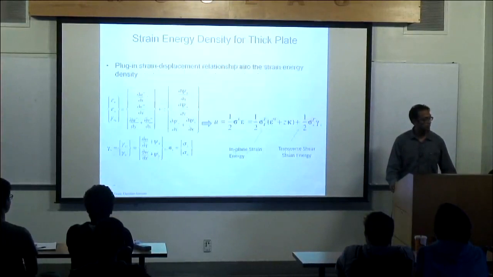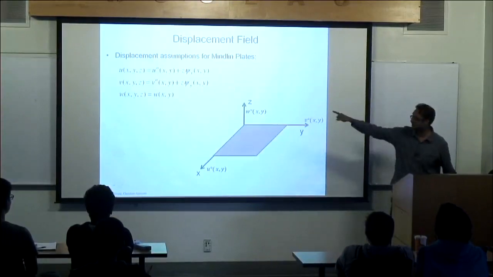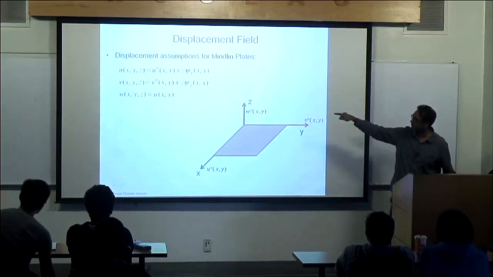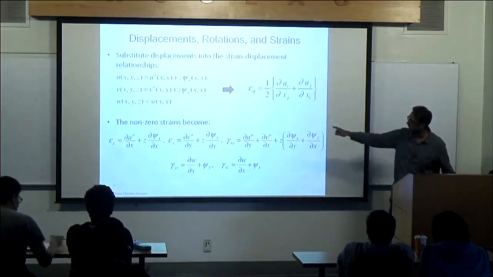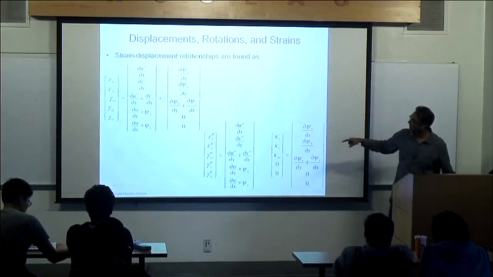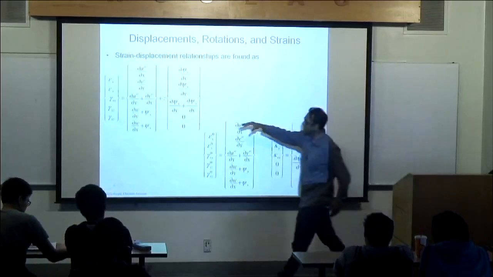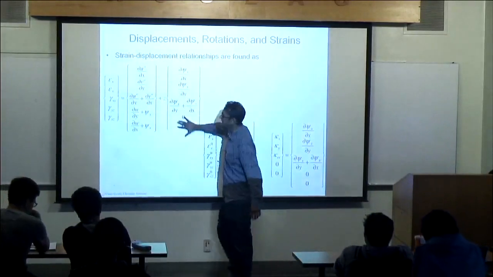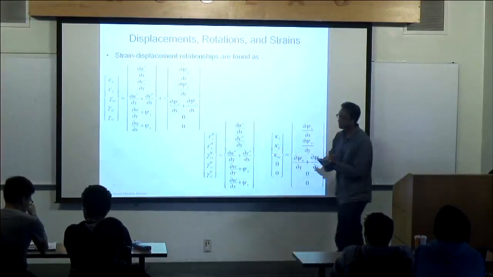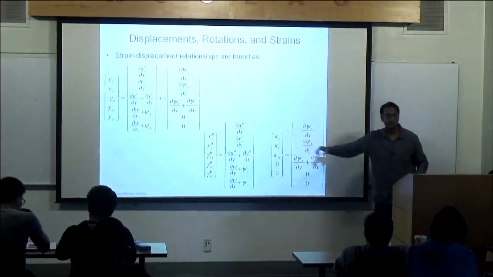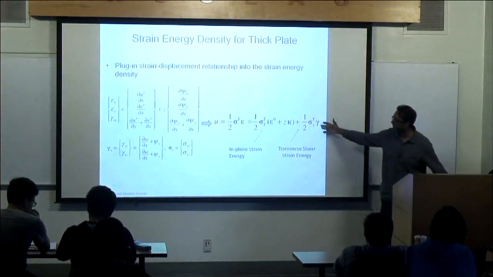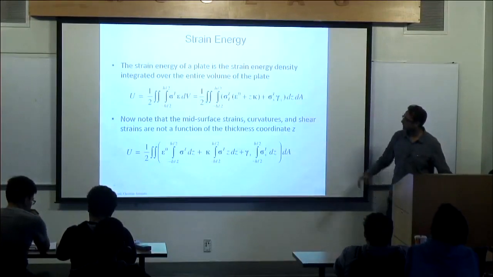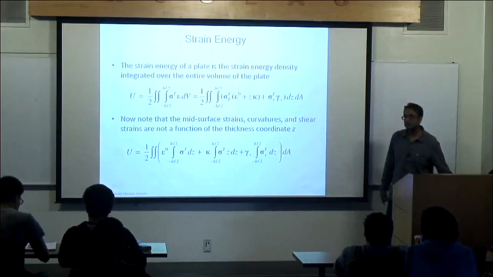Let's do it really quick. We came up with these displacement assumptions, 5 unknowns. We have mid-surface displacements, and we have rotations Cx and Cy. I took those displacements and calculated strains. I have 5 of them. Then I put them in a form that's easy to follow, because these are mid-surface strains, and these strains represent the curvature. So I have curvatures, and I have in-plane strains. Then I calculate strain energy density, then I calculate strain energy in the system.